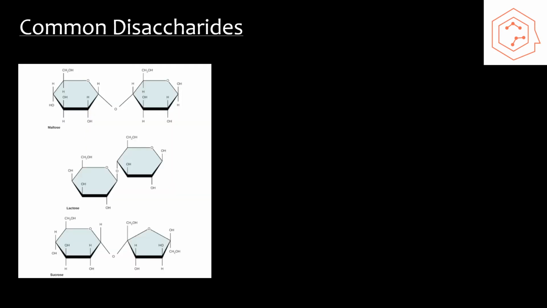Maltose, also known as malt sugar, is a disaccharide that consists of 2 glucose molecules. So the linkage is referred to as an alpha 1,4 glycosidic linkage.